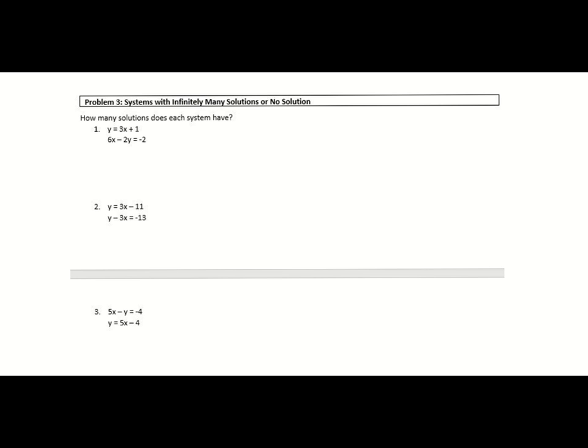So our first problem is number 1, says y equals 3x plus 1 and 6x minus 2y equals negative 2. We're going to solve this system using the same process we've been using all week. We're going to take what y equals, the 3x plus 1, and plug that into the other equation. Specifically, we're plugging in for y because it's what y equaled. So I'm going to have my equation 6x minus 2, but instead of y, I'm going to replace from the first equation the 3x plus 1, and that equals negative 2.